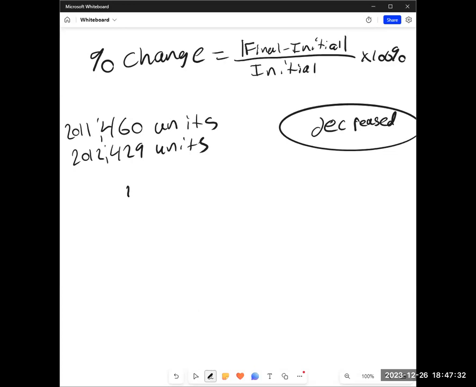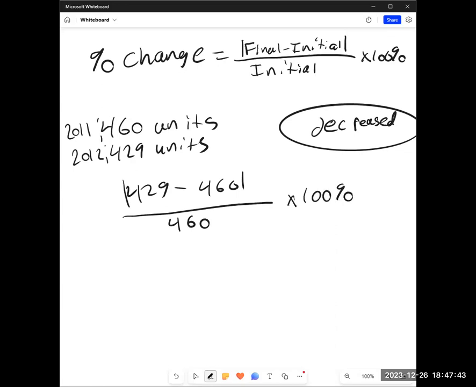So we're going to take this final number minus this initial number, divided by the initial number, times 100%. Because this is absolute value, order of subtraction doesn't matter. And I'm going to switch it around so I get the positive number here. So this is going to be 31 over 460 times 100%. But just know that this is a percent decrease.